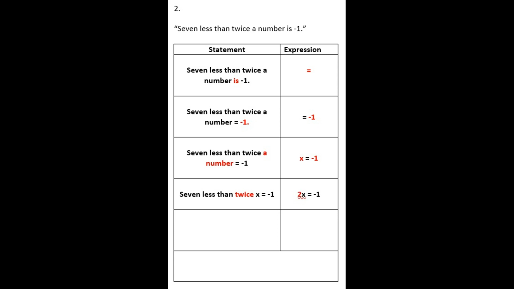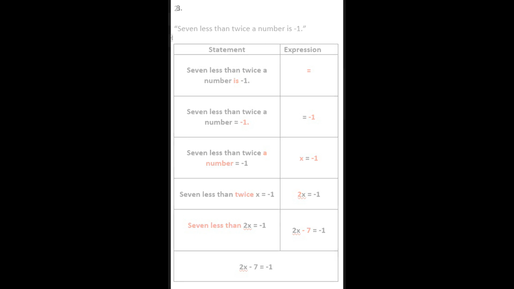2x equals negative 1. That's what that "twice" means. You're multiplying x by 2. And then 7 less than 2x equals negative 1. So we have 2x minus 7 equals negative 1. That's our answer. So again, we start with that equal sign and just build that equation, left side and right side, just one step at a time.